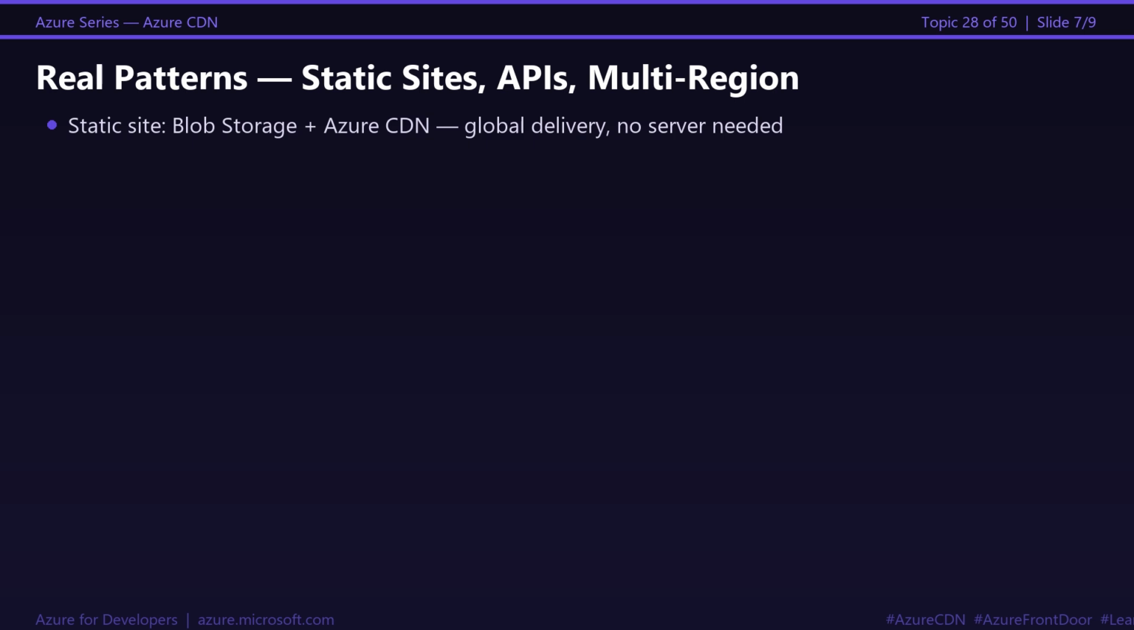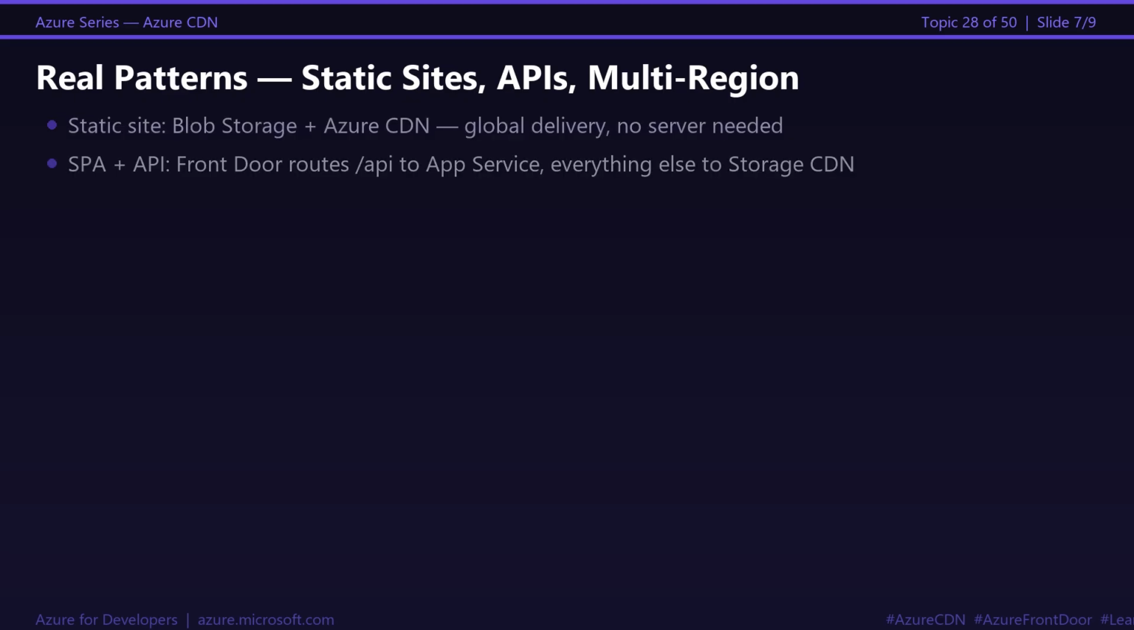Let me show you 3 patterns that come up in every Azure architecture. Static site hosting. Store your React or Angular build in Azure Blob Storage, static website enabled. Put Azure CDN in front. Global delivery. No app service. No server to manage. Costs pennies per month. Custom domain with HTTPS: CDN provisions the certificate automatically.